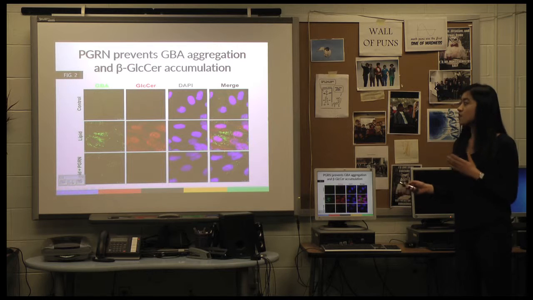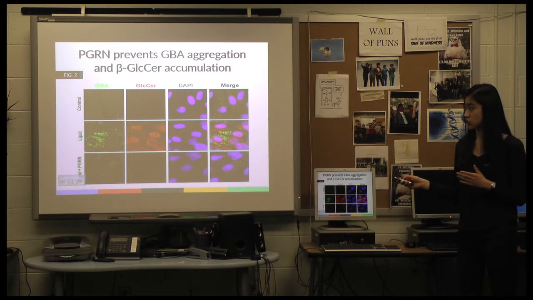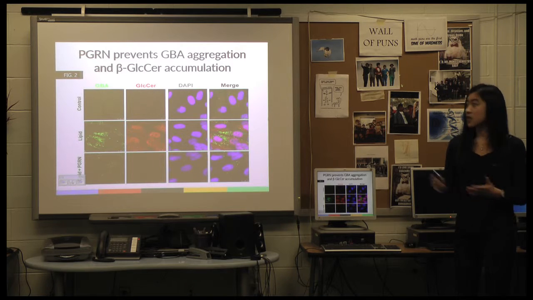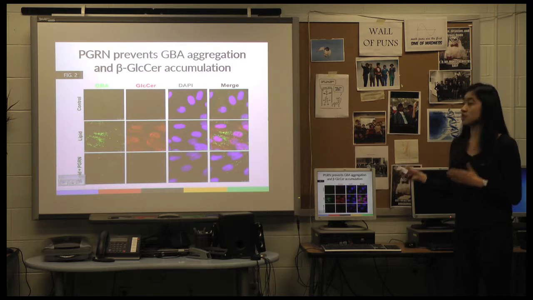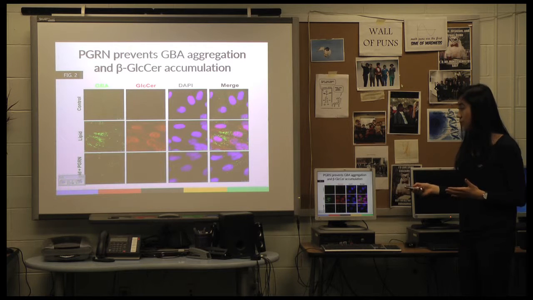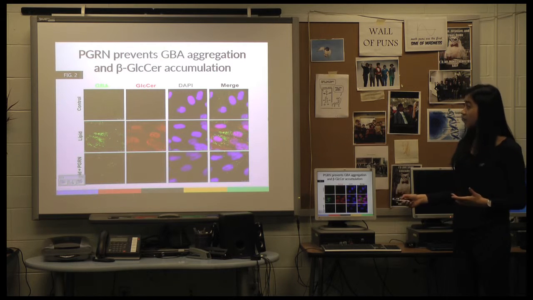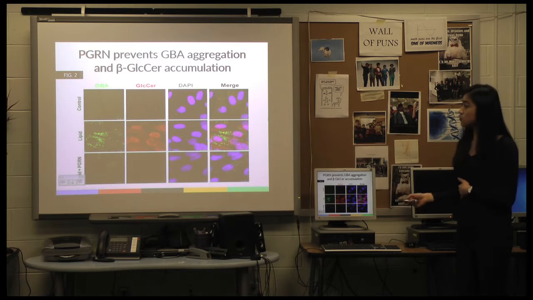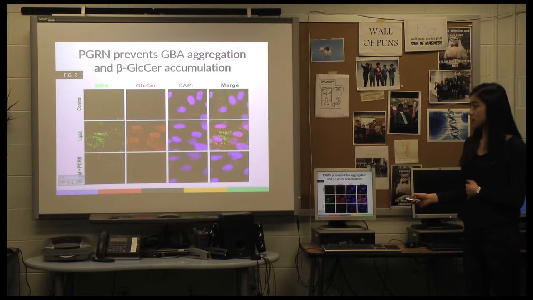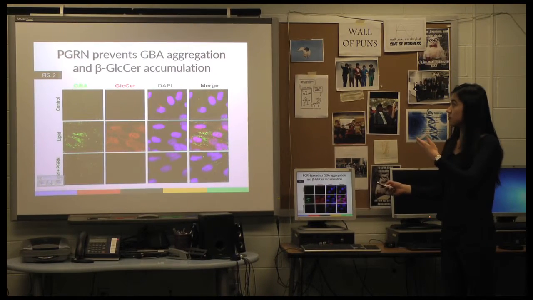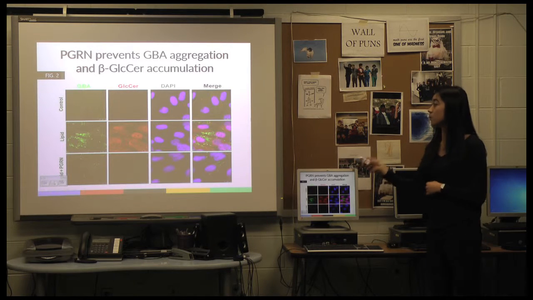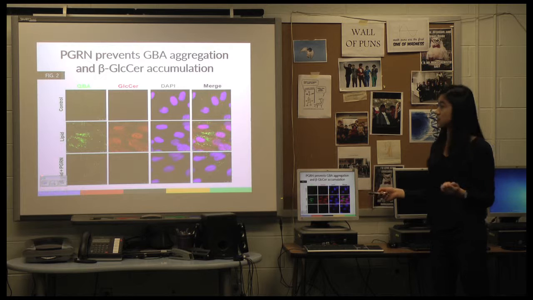So you can see in the control, the levels were very normal, with hardly any color that you can see. Next, we added a lipid mixture. What this does is stress the Gaucher disease fibroblasts. It causes more GBA and more beta-glucoceramide to be produced. That way, when we add progranulin in the final step, we can see more significant effects. You can see after the lipid treatment, it successfully upregulated the GBA and beta-glucoceramide levels. But after adding recombinant progranulin, it again, like the previous image, reverted back to normal control levels.